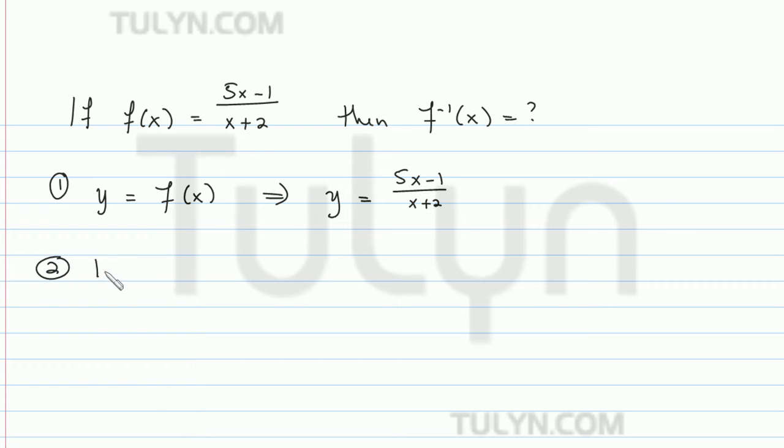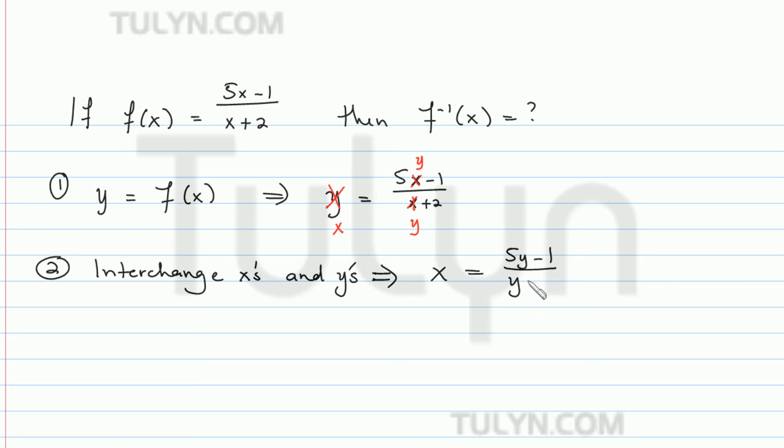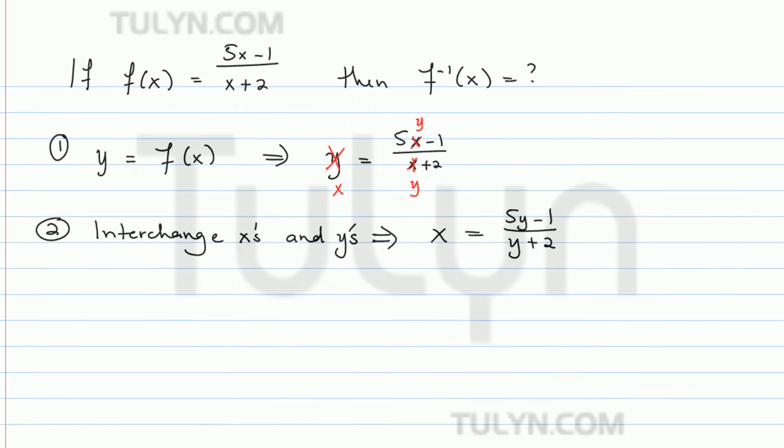So step 2 is to interchange the x's and the y's. And what this means is that wherever you see a y, you want to replace it with an x. And wherever you see an x, you want to replace with a y. So that's what it means to interchange them. So what this ends up looking like is x is equal to 5y minus 1 over y plus 2.